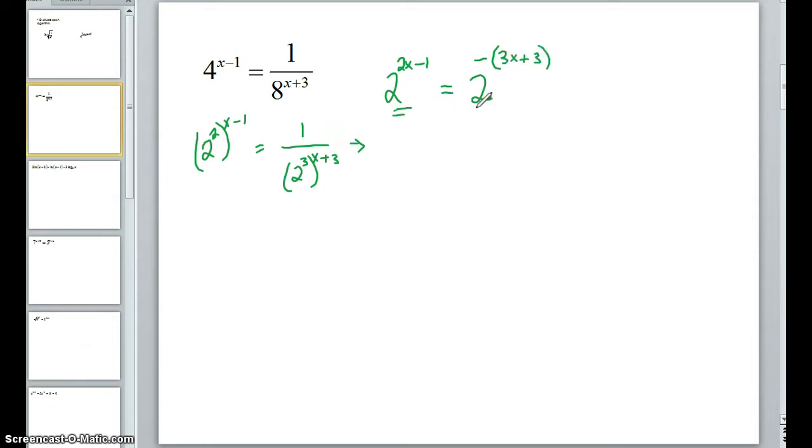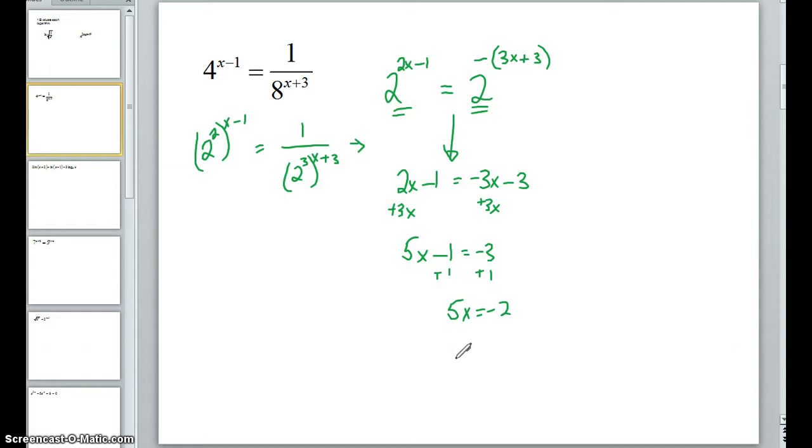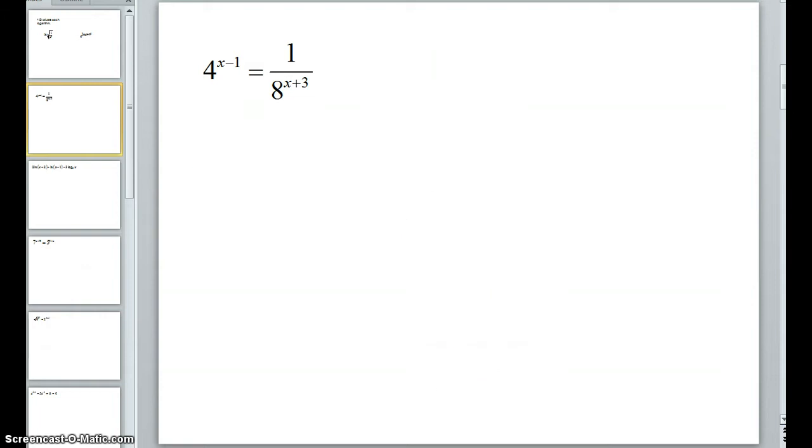Now that I have the bases the same, I can go ahead and just take the powers here. So 2x minus 1 equals negative 3x minus 3. Add 3x to both sides. And I'm going to get 5x. Add 1. 5x equals negative 2. So x equals negative 2/5. That's all there is to that one. Alright, let's take a look at the next one.